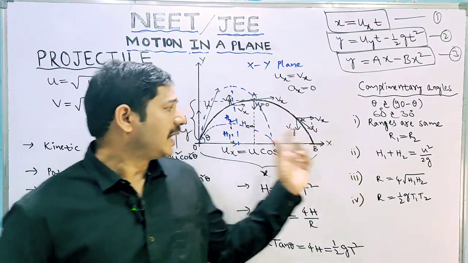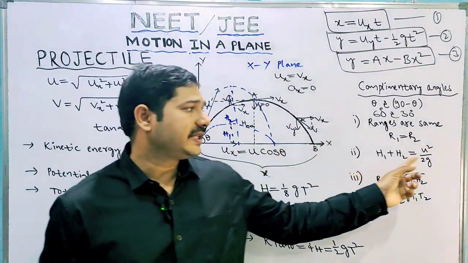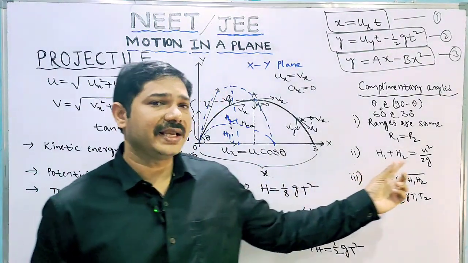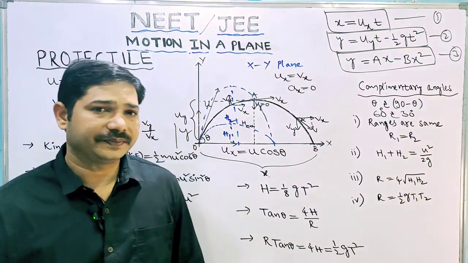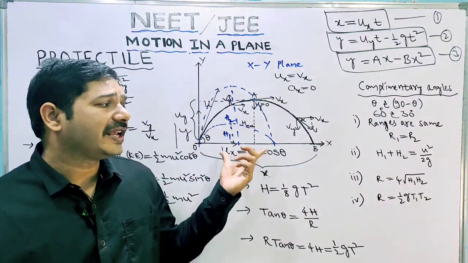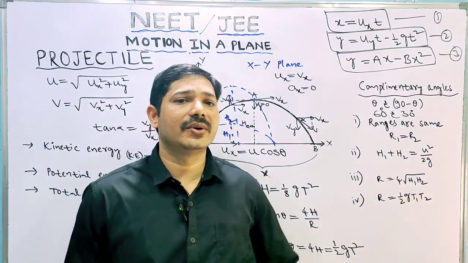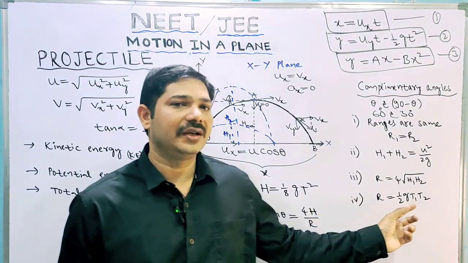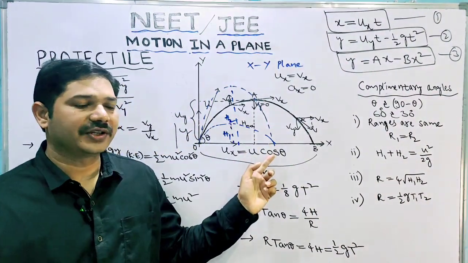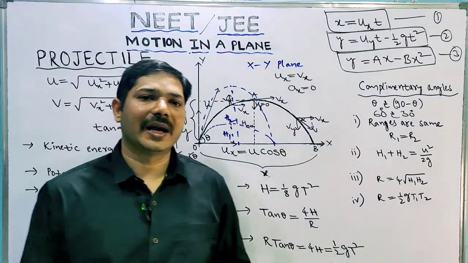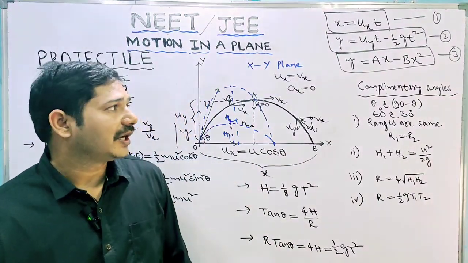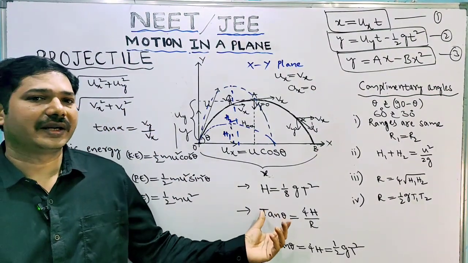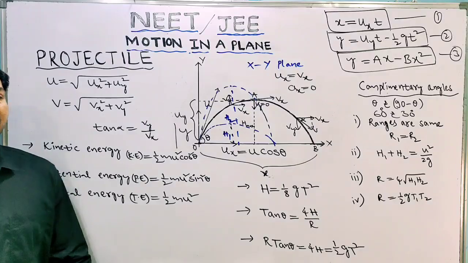Next, the sum of these maximum heights is equal to u square by 2g. And the total range r equals 4 into under root h1 h2. And r equals half g t1 t2, where t1 and t2 are the times of flight of the first body and second body. So these are the complementary angles and the relations of maximum height, range and time of flight.